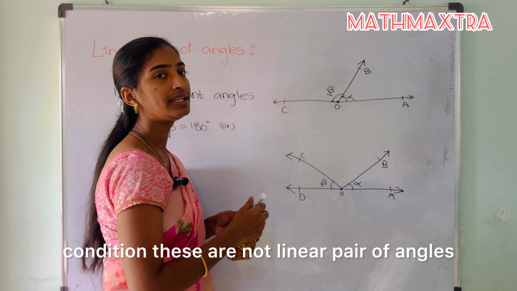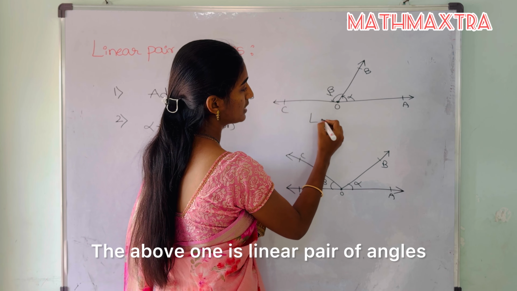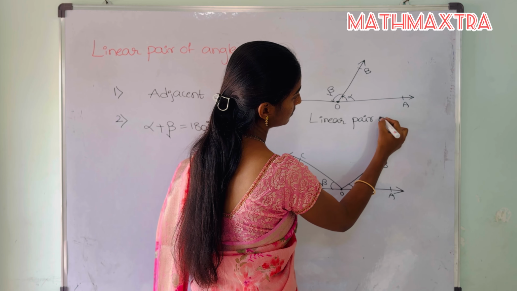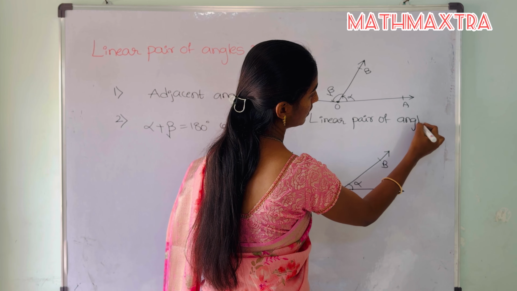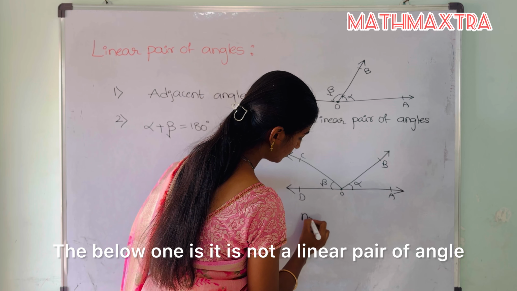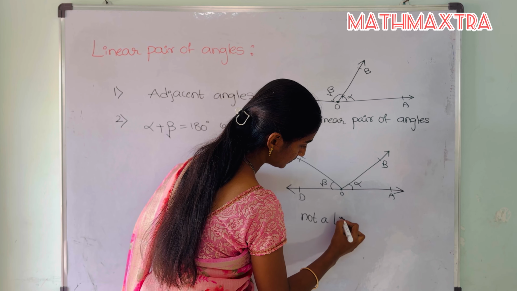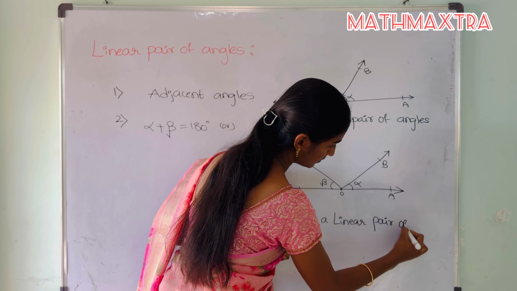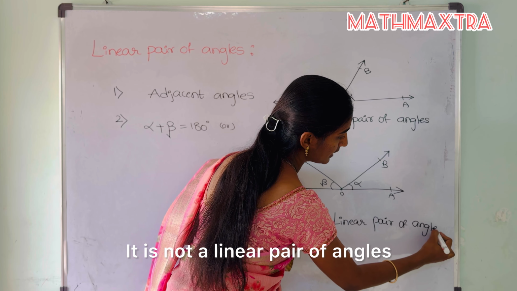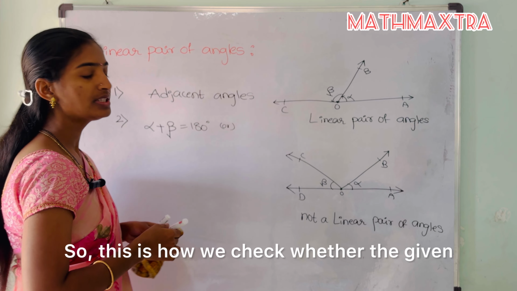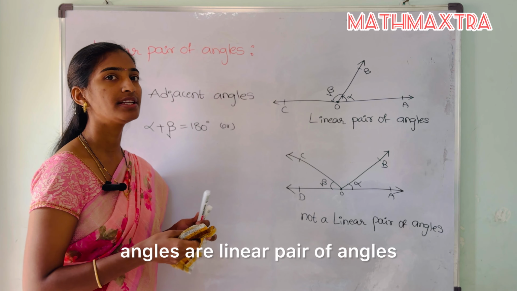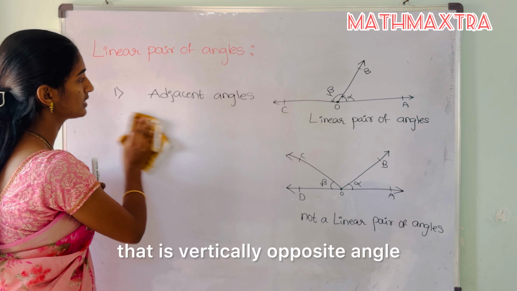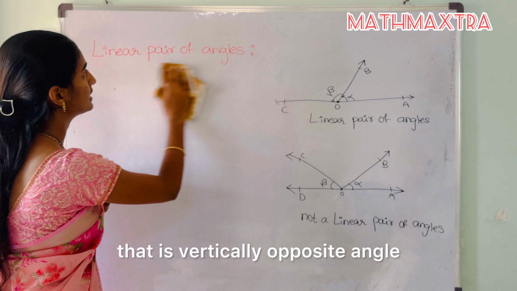These are not linear pair of angles. The above one is a linear pair of angles. The below one is not a linear pair of angles. So this is how we check whether the given angles are linear pair of angles or not. And we'll move to the next one, that is vertically opposite angles.